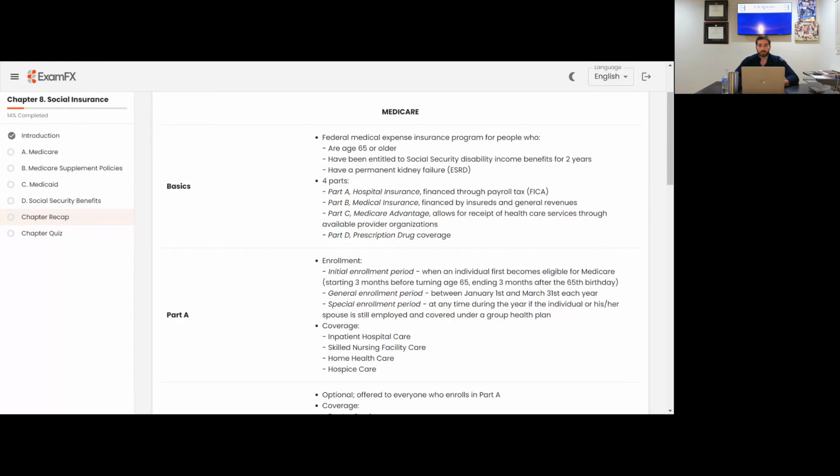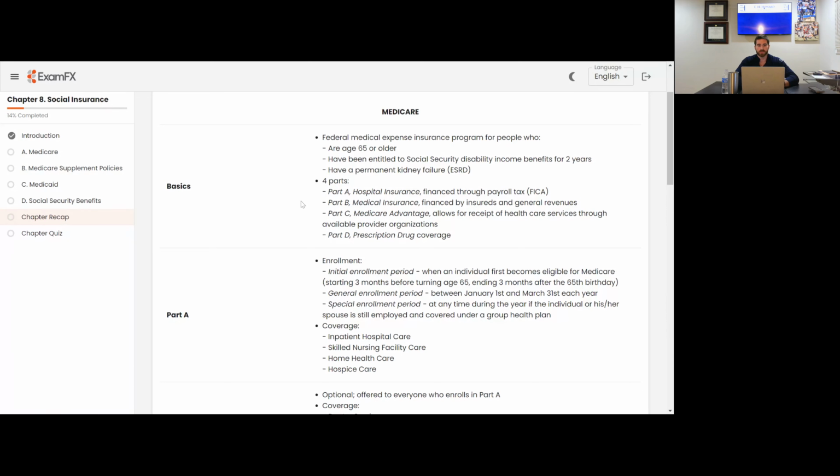It is a federal medical expense insurance program for people who are age 65 or older, have been entitled to Social Security disability income benefits for 2 years, or have permanent kidney failure, ESRD. So there's four different parts. And again, to qualify for Part A and be automatically enrolled in it, you have to have your Social Security and be fully insured based off the Social Security requirements, which is 4 years of work or 40 quarters. We touched on that in one of the other chapter recaps, but that's what this is talking about. This is how you can qualify at age 65 or older.